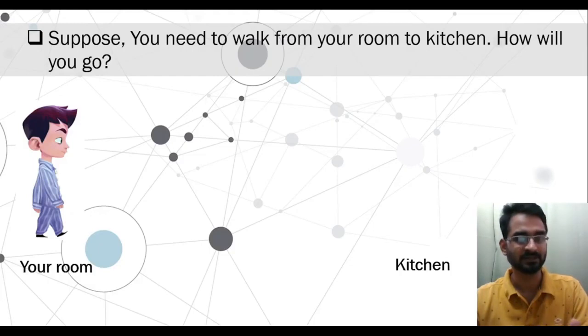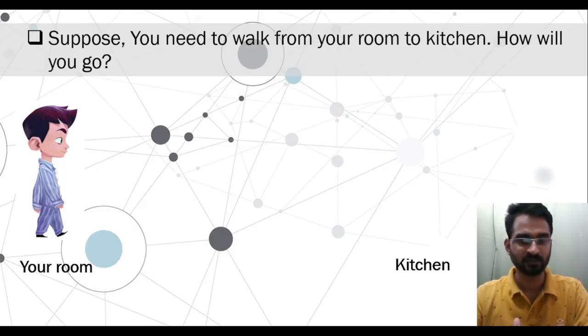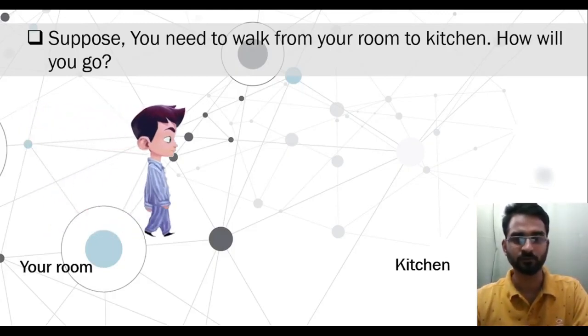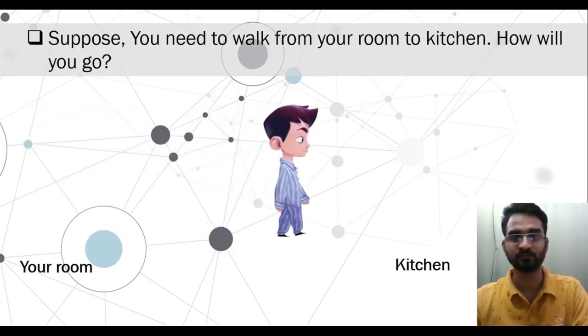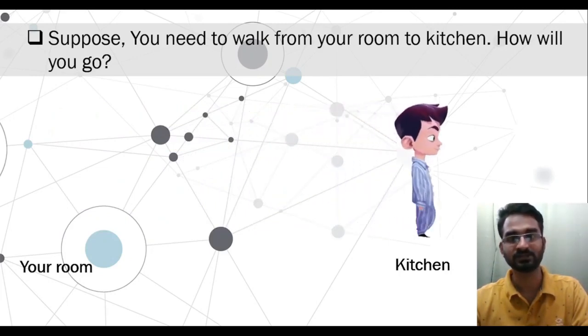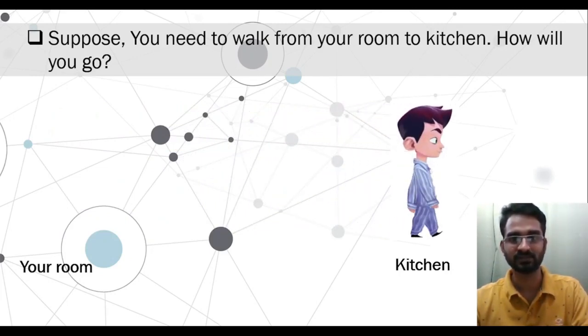Suppose one more example, let's see. From your room, you want to go to the kitchen. So how will you perform? You will start walking from your room and you will continuously walk until you reach the kitchen. And when you reach the kitchen, you will stop walking. So the repetitive walking has stopped once you reach the destination.